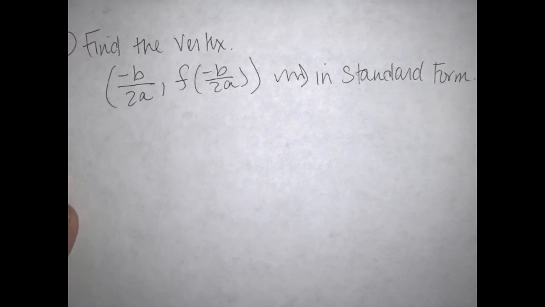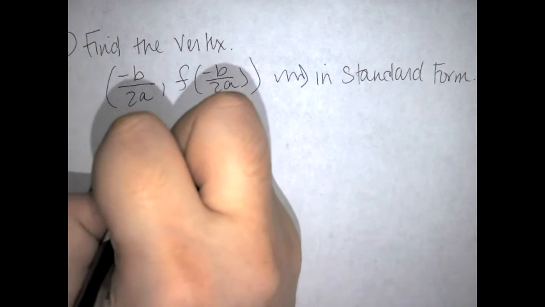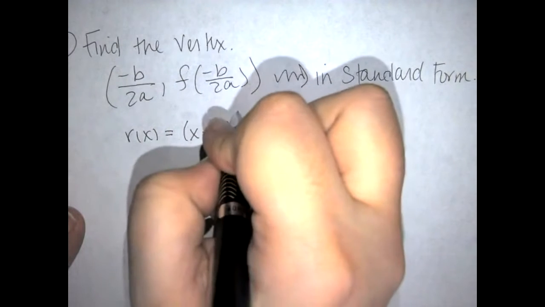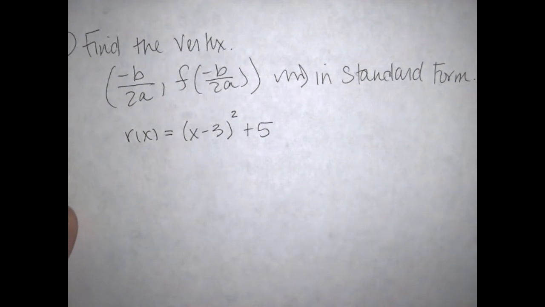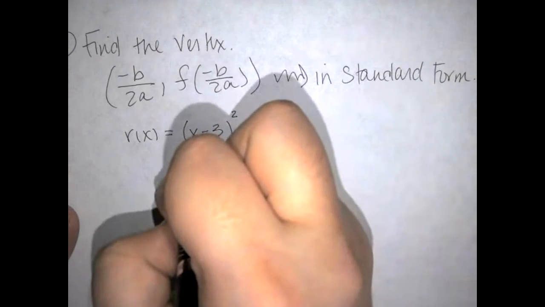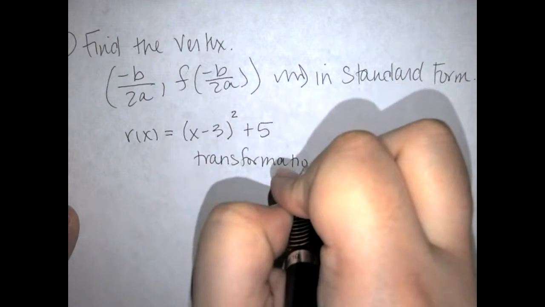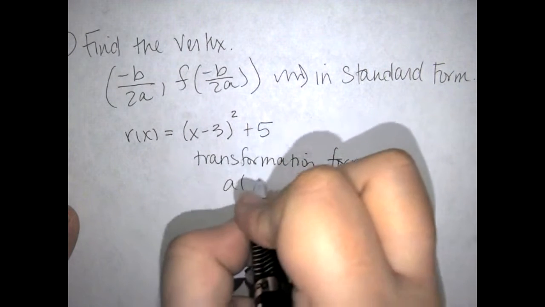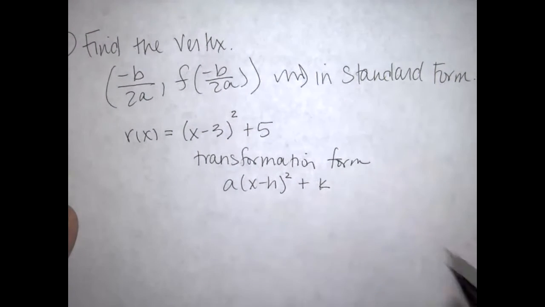So let's say we have r of x was x minus 3 squared plus 5. Well, this is what we like to call transformation form. So here we have transformation form, which is a times x minus h squared plus k.